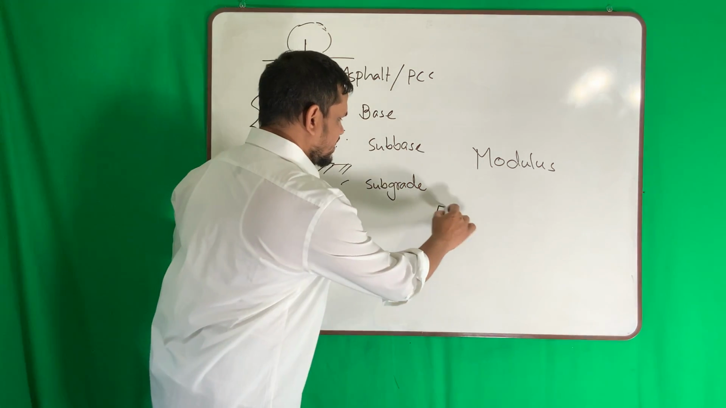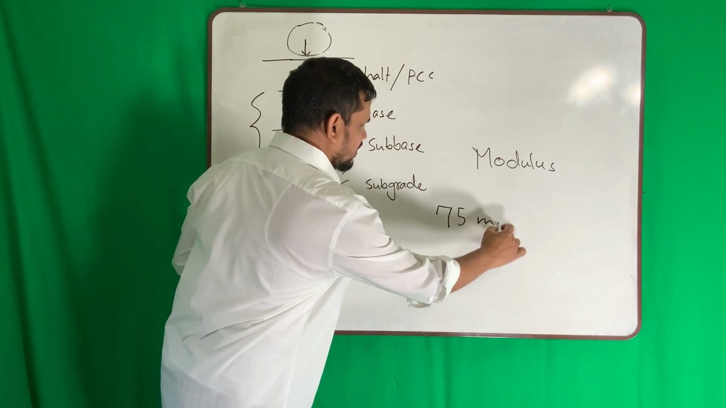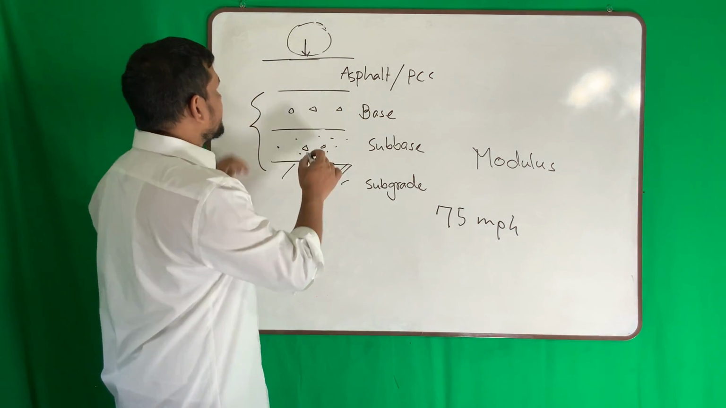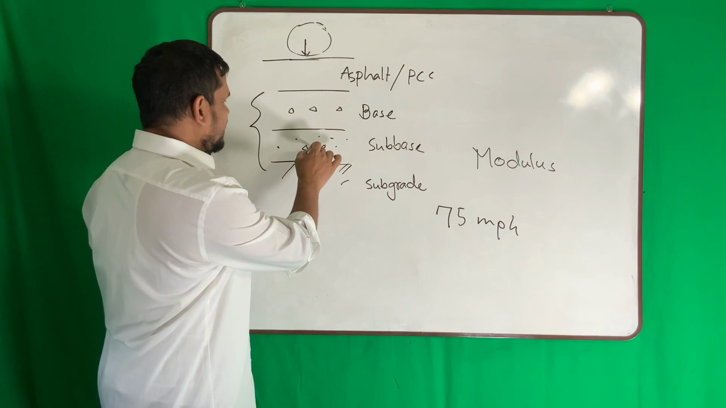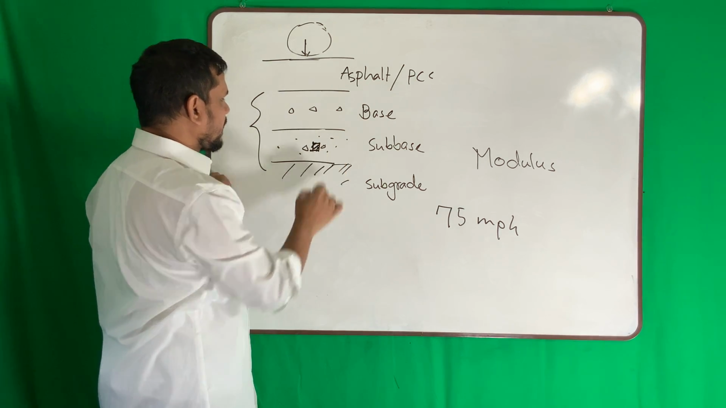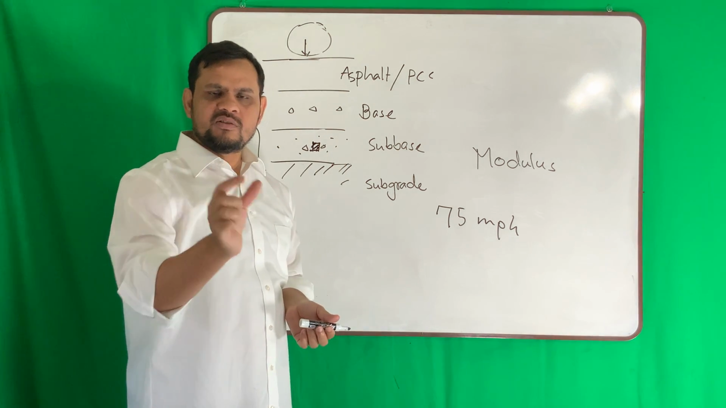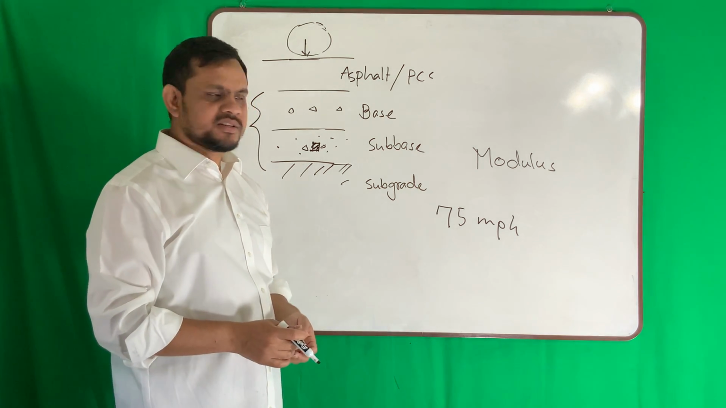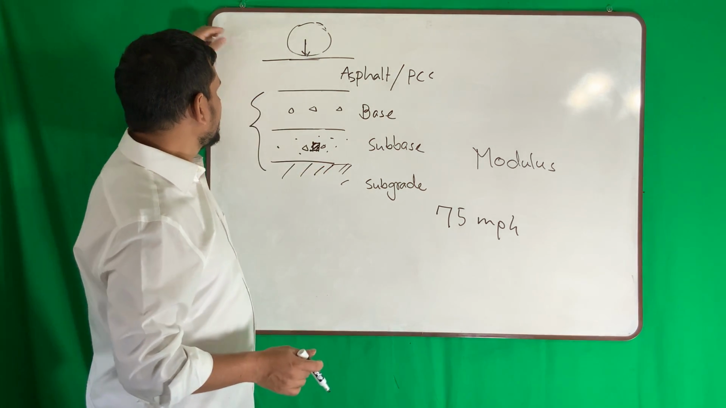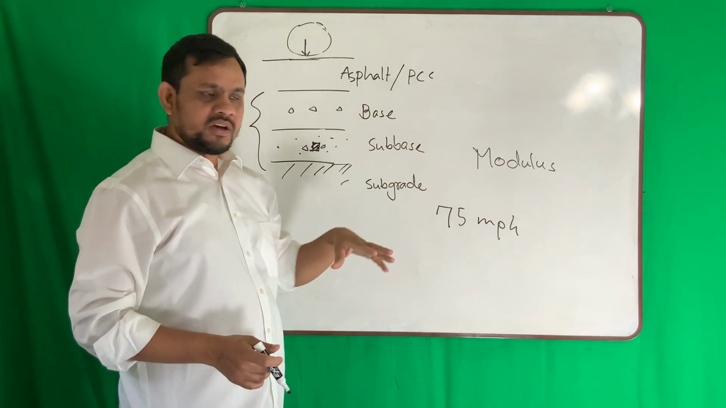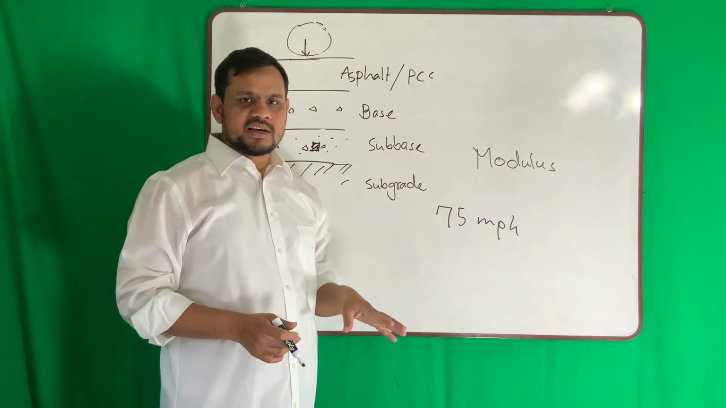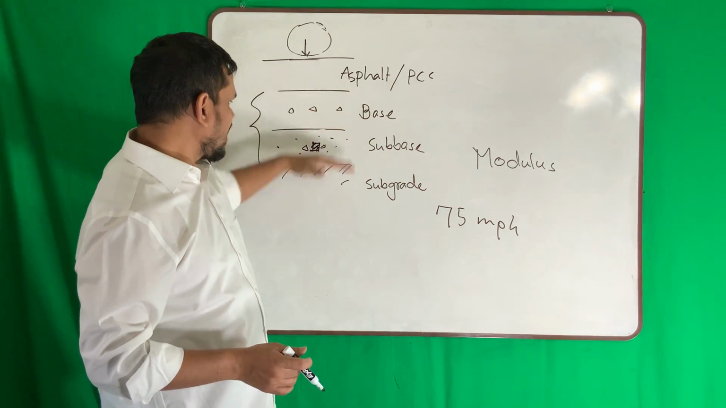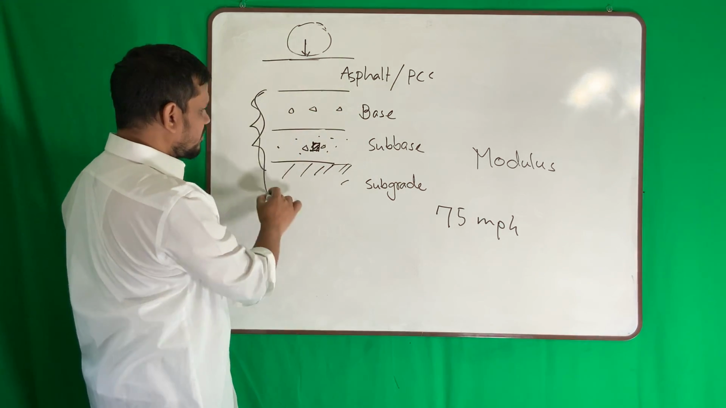If your speed is say 70 miles per hour, how much time will your load be applied here? Very few milliseconds. Not even a few, a fraction of a millisecond. So the load will come and go very quickly. So those kinds of tests don't work for soil or even aggregate base. I'm talking about all of this.